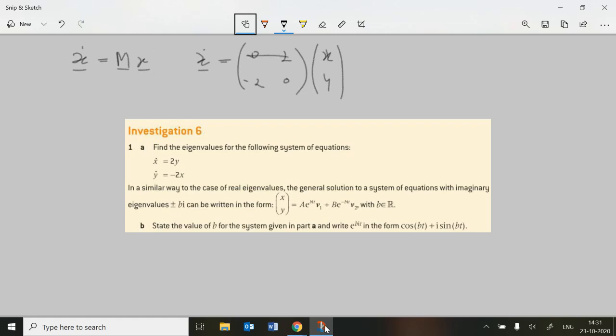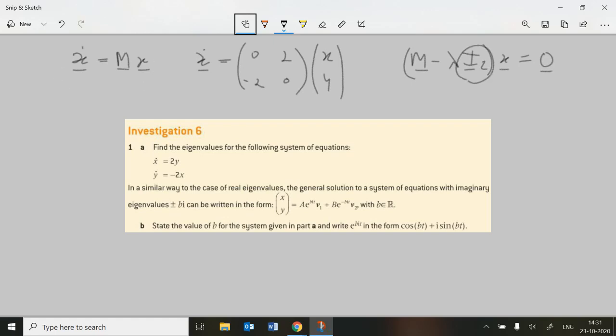Obviously, if you multiply this by this, you get for x dot, 2y, and that's exactly what we're getting out here, and so on. So this is the matrix which we've got. Now remember, if we're trying to look for our eigenvalues, we're going to need to take the matrix minus lambda lots of the identity matrix, multiplied by x, equal to 0. That's just taking this algebraically a little bit further.